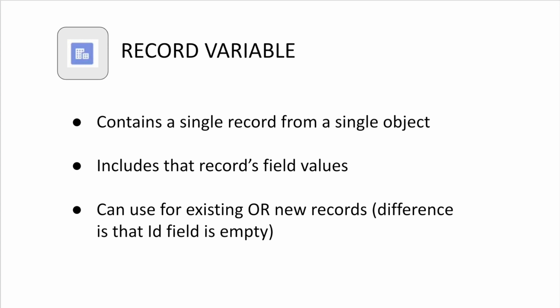And it doesn't even have to be for a currently existing record. You can use a record variable to populate a record that isn't in your Salesforce database yet. The distinction there, by the way, is that a record variable for an existing Salesforce record will have an ID value populated within that variable. A record that's yet to be created might have all the other field values populated, but that ID field within your record variable will still be empty or null if we're using code speak, until it actually saves to your Salesforce database.